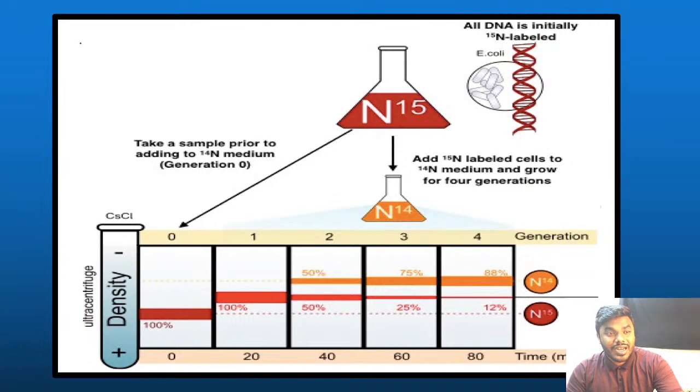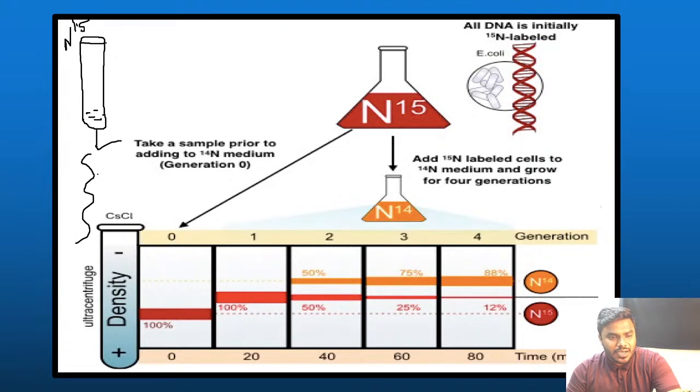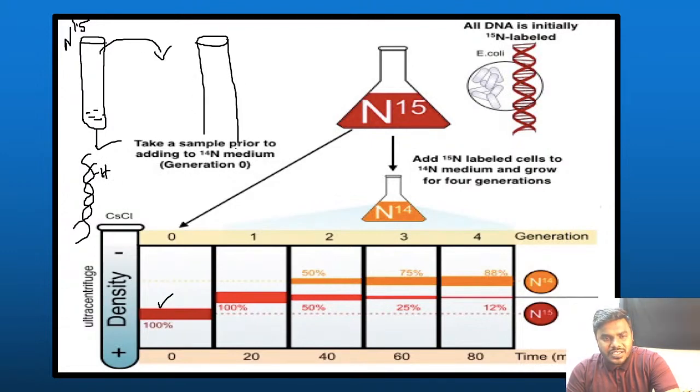You know what they have done? Let me tell you first. First, they have taken a bacterial culture which is kept where? In the N15. Okay, and when they isolated it, what did they find, my friends? They found completely heavy DNA. You can see it. Completely heavy DNA. Now, my friends, you know what they have done? They have transferred this N15 culture to the N14. After transferring to the N14, for every 20 minutes they are taking the sample.